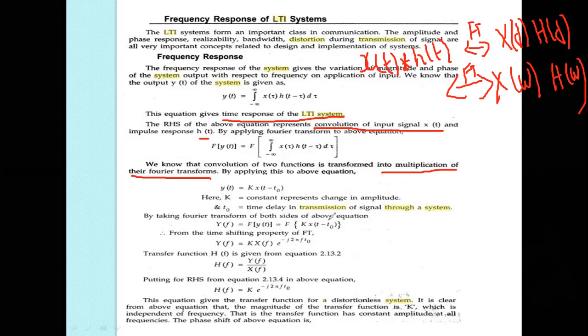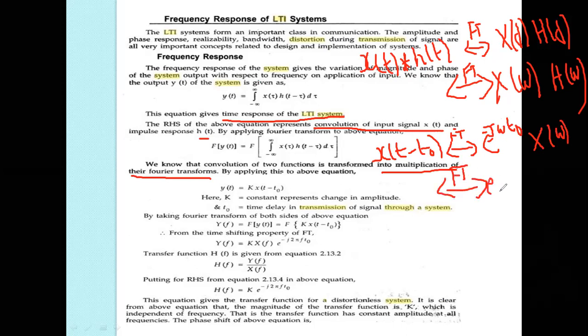Now, what is the Fourier transformation of the time delay function x of t minus t naught? Its Fourier transformation is e power minus j omega t naught times x of omega, because it is shifted by t naught. Or in terms of the normal frequency, e power minus j 2 pi f t naught. The shortcut notation for x of omega is x of f.